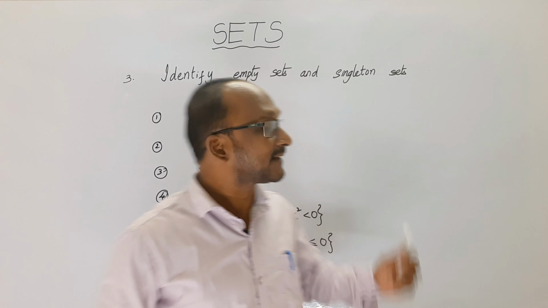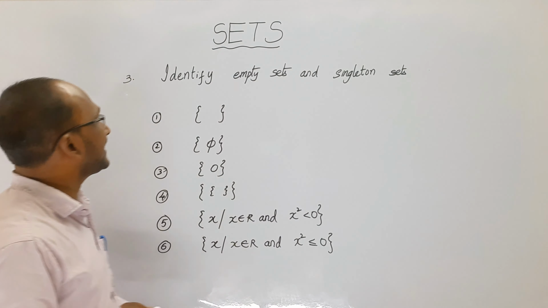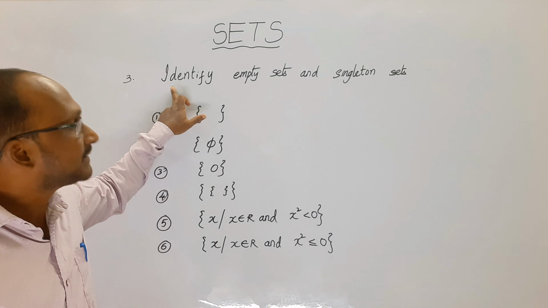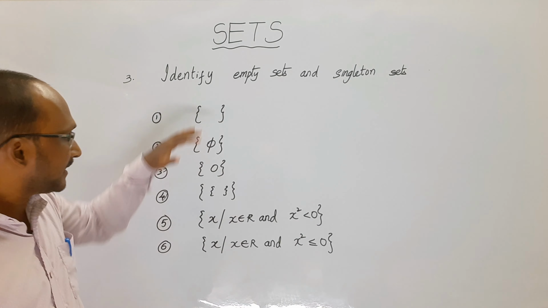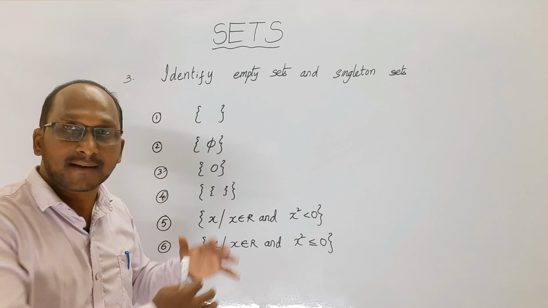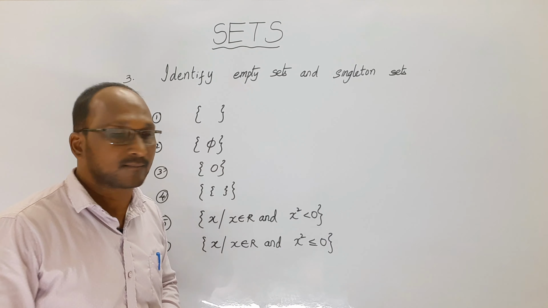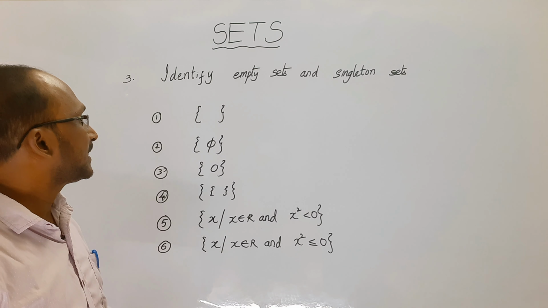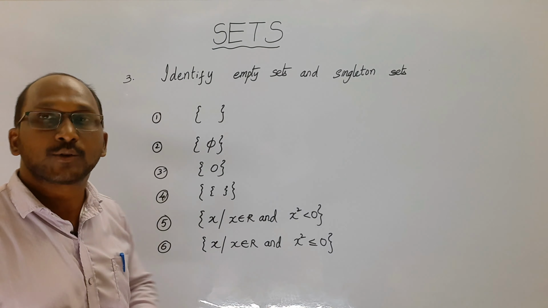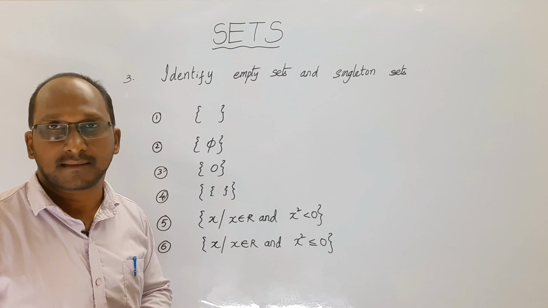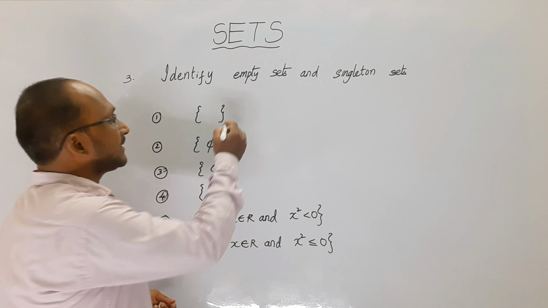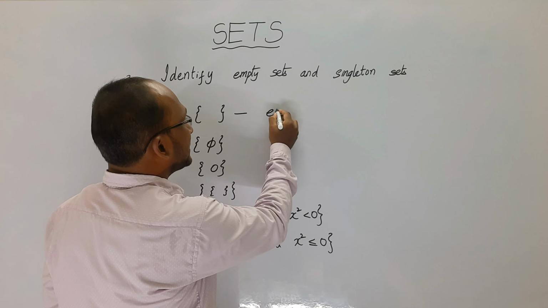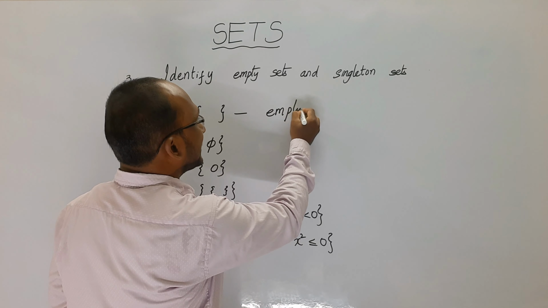Students, shall we do this problem now? Okay, let us see. Identify empty sets and singleton sets. Here these are the given sets. Now let us verify one by one. The first one is the set with no elements at all. But we know that a set with no elements is called an empty set. That's why it is an empty set.